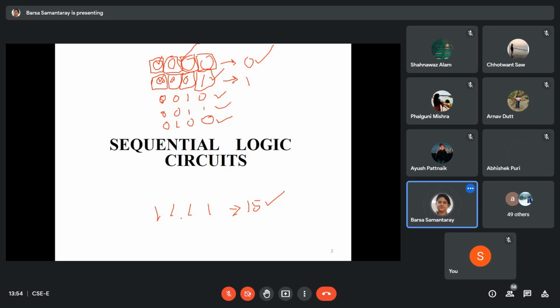What will it count next? After 15, what will it count? Zero. Very good. After 1111 it becomes 0000 again. So this counter we are going to design will be counting maximum from 0 to 15, and after that 0. So like this, any bit of counter you are going to design.